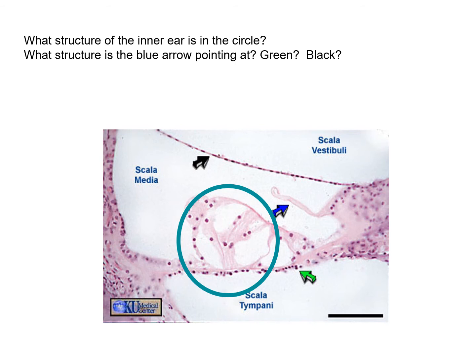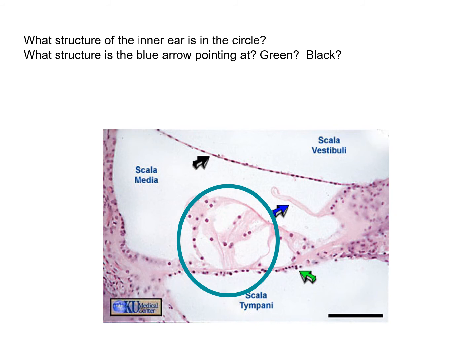The ear. Well, it is the ear. I tell you that in the slide. Because I can recognize these. I know. Okay. What structure is that? Basilar. So the green is the basilar membrane, correct? The black arrow. Vestibular. It is the vestibular membrane.